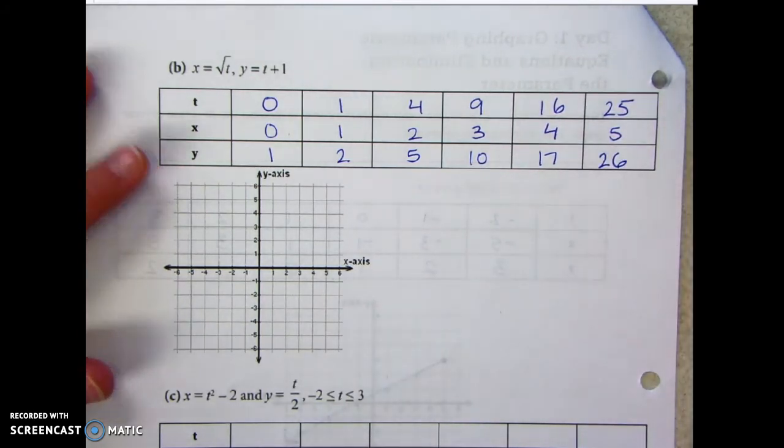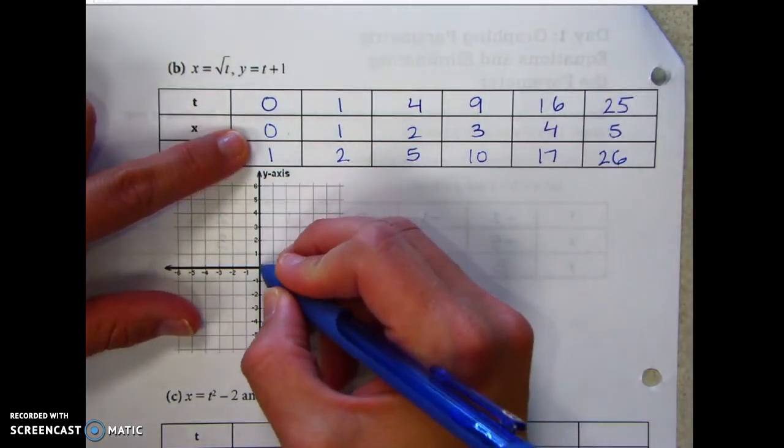So now let's plot these points. So where do we start? We're starting at 0, 1. 0, 1 starts here.